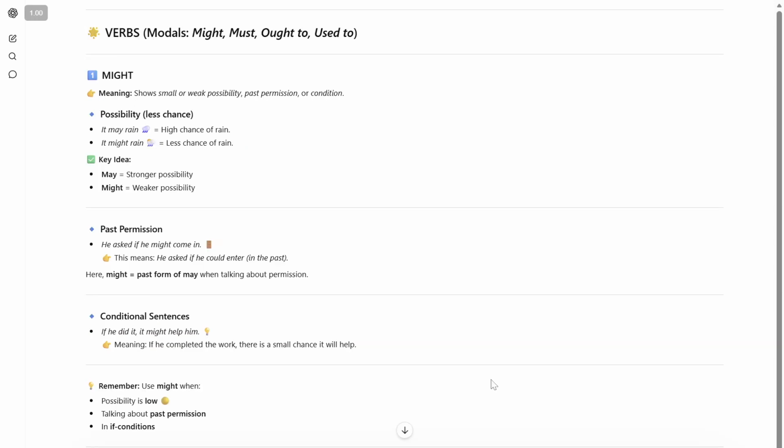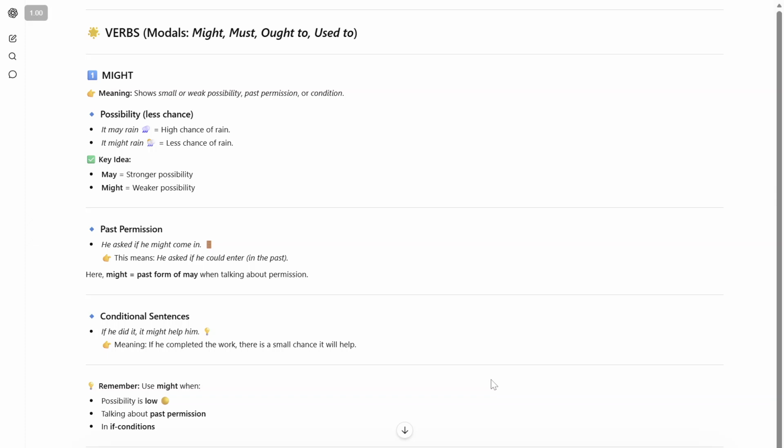Understand clearly. Verbs, modals: might, must, ought to, used to. Might shows small or weak possibility, past permission or condition. Possibility, less chance. It may rain equals high chance of rain. It might rain equals less chance of rain. Key idea: may equals stronger possibility, might equals weaker possibility. Past permission: he asked if he might come in. This means he asked if he could enter in the past. Here, might is the past form of may when talking about permission.